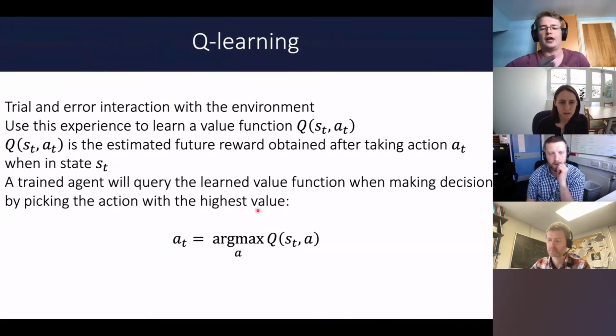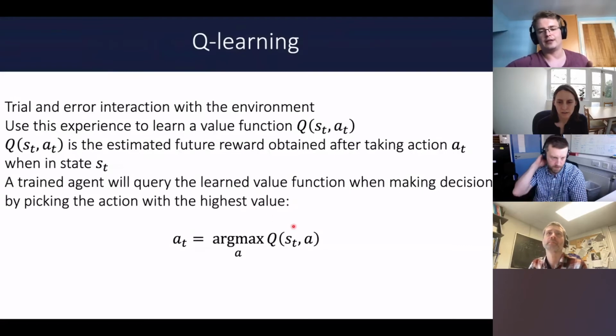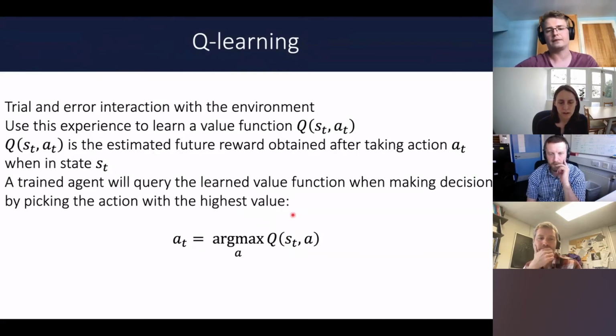So after you learn this value function, once you have a good value function, if the agent is in a given environmental state, it will look at its value function and pick the action that has the highest predicted value, and that should give it the most reward. Okay, so just to have a look at what the actual model looks like.